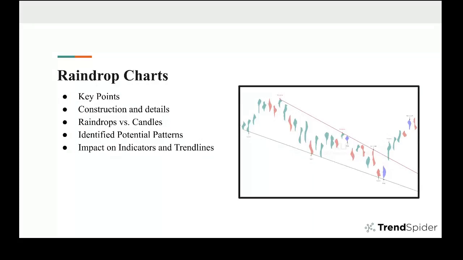Raindrops are another type of time scale price chart. When we talk about them, we're going to talk about their key points, so how they're constructed, how they work. We're going to show you a little comparison of raindrops to candles, and we're going to tell you a little bit about the potential patterns that exist within these and how they impact indicators and trend lines and other types of analysis you might do, fibs, patterns, and so forth.